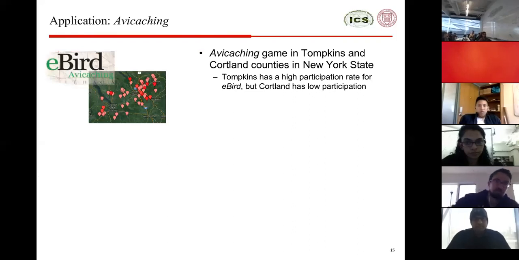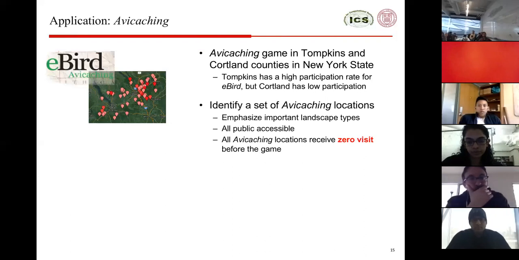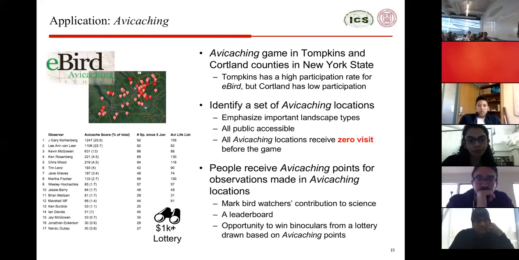Now, we apply our approach as a game called Avicaching in Tompkins and Cortland counties in New York State. We identify a set of Avicaching locations that emphasize important landscape types. They are all publicly accessible, and all these locations received 0 visits prior to the game. We give people Avicaching points for their observations at Avicaching locations. These mark their contribution to science.